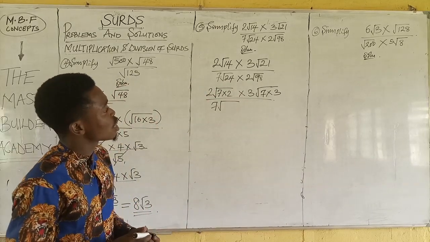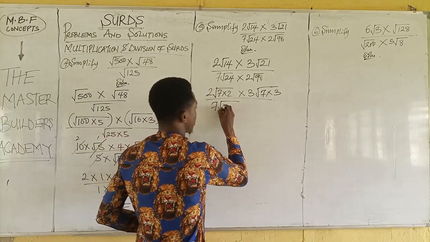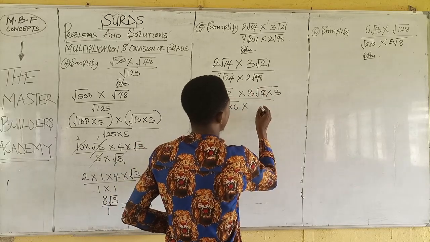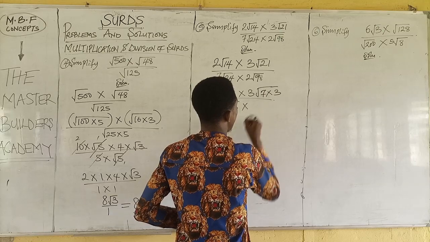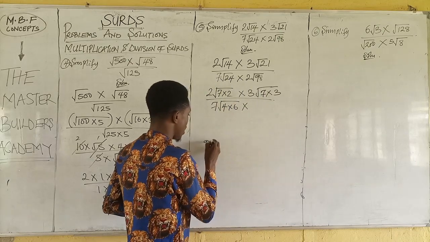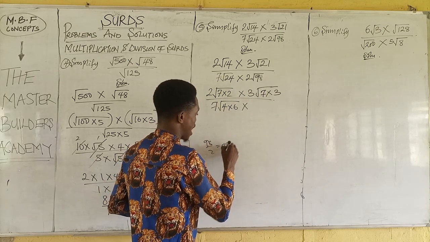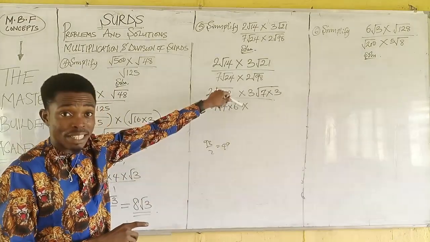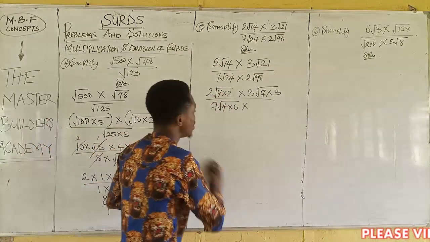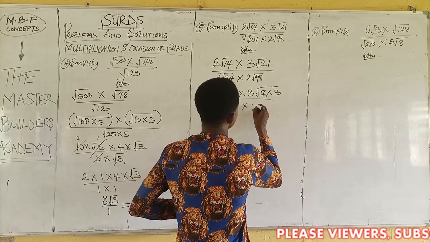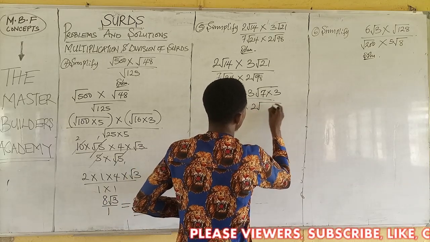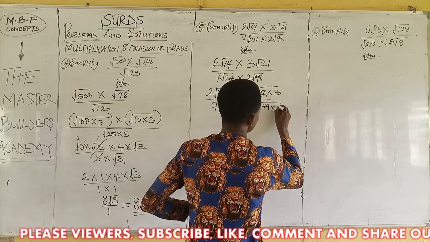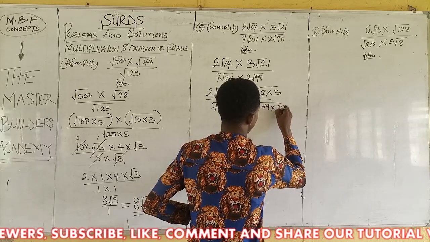Guys, what is 24? 24 will give us 4 times 6. Now, what about 98? 98 divided by 2 will give us 49, and 49 is a perfect square. Guys, hope you can see the misery that we have here. Okay, now let's go. So this would have given us 3, 2 root 49 times 3 times 2.